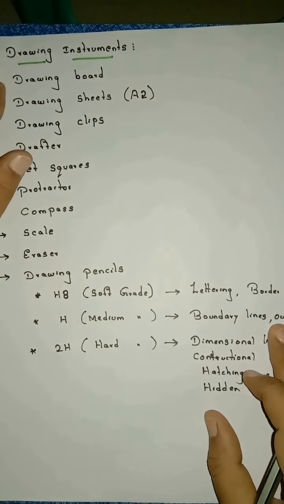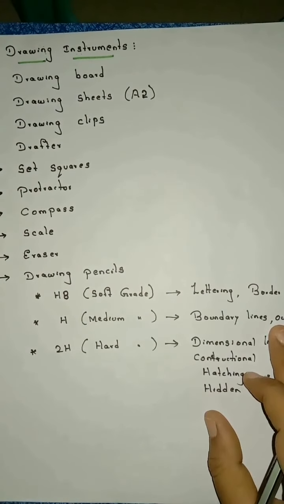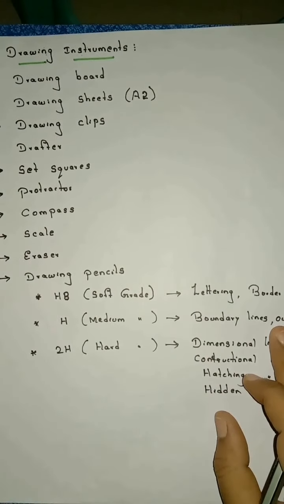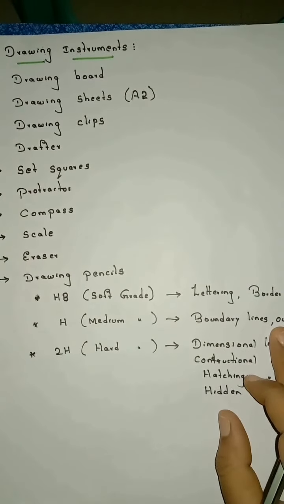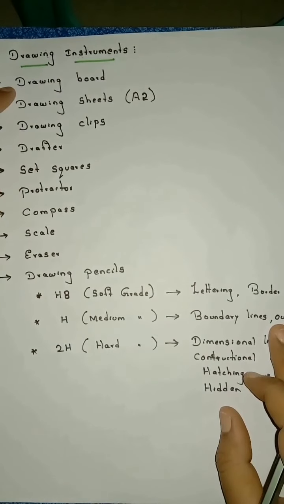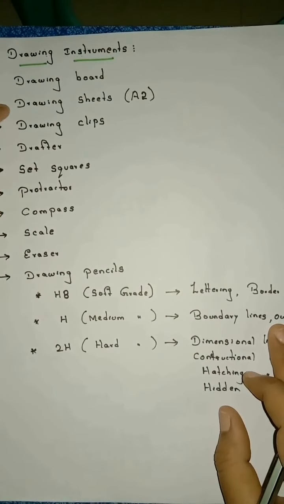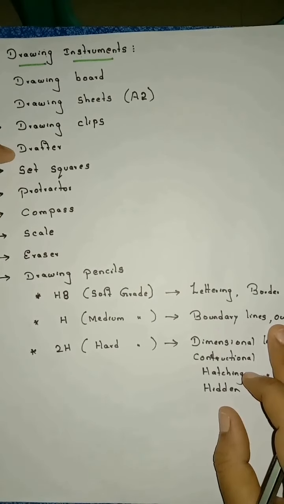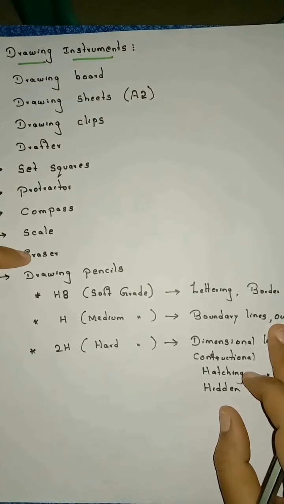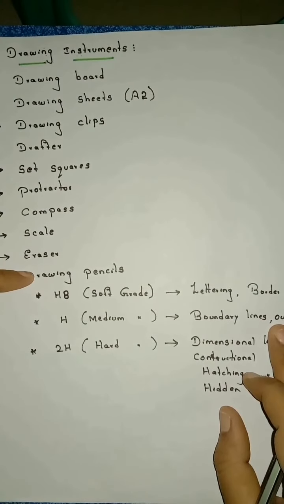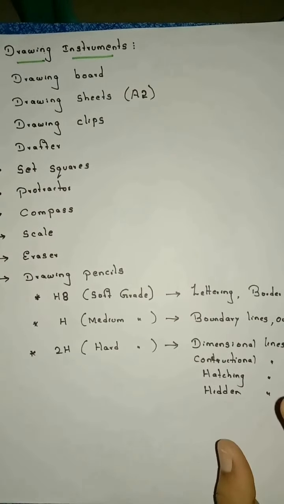Right? So these are all the drawing instruments which we are using in engineering graphics. In total, 5 units we are using these drawing instruments: drawing board, drawing sheets, drawing clips, drafter, set squares, protractor, compass, scale, eraser, drawing pencils. Right? So let us see one by one.